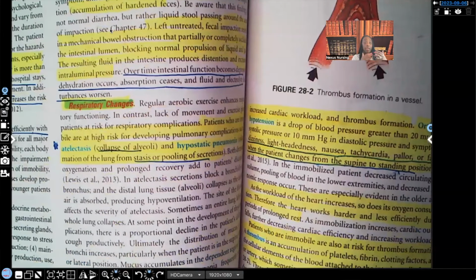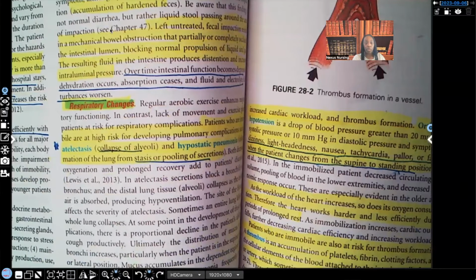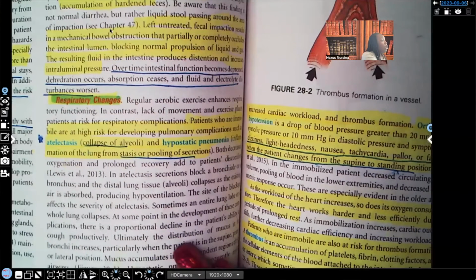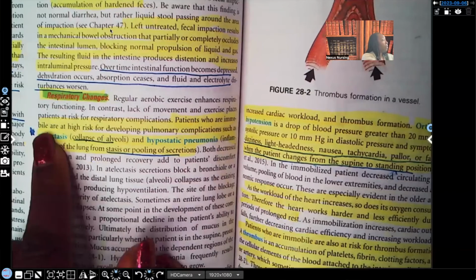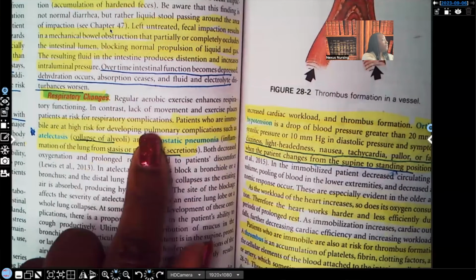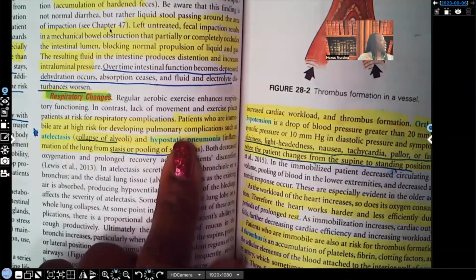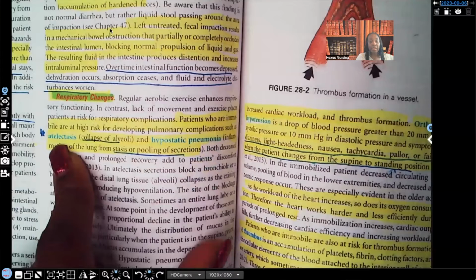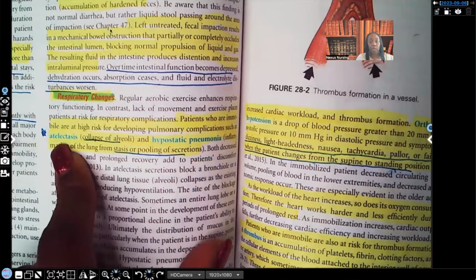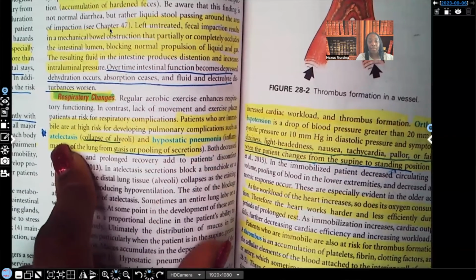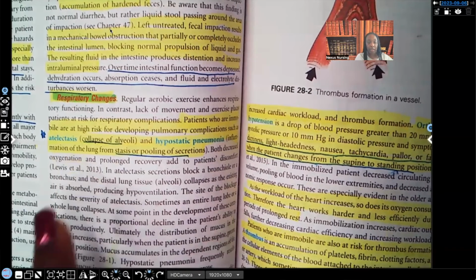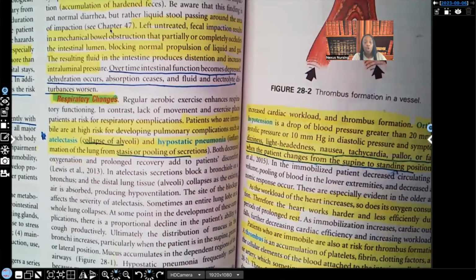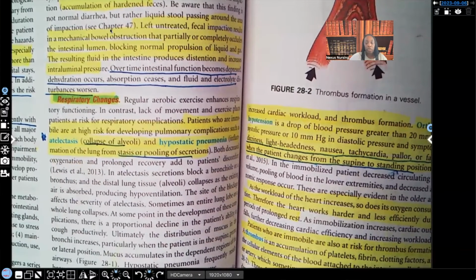So guys, this is a big deal when the patient is on bed rest or immobile. So many things can happen to the patient. Respiratory changes. Patients who are immobile are at high risk for developing pulmonary complications such as atelectasis. This is collapse of the alveoli. I put a star next to it because you better know it. You're going to see it on a test somewhere. And hypostatic pneumonia, which is inflammation of the lung from stasis or pooling of secretions. You need to know that as well.